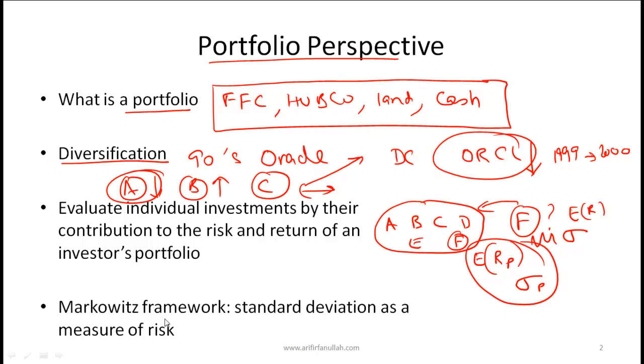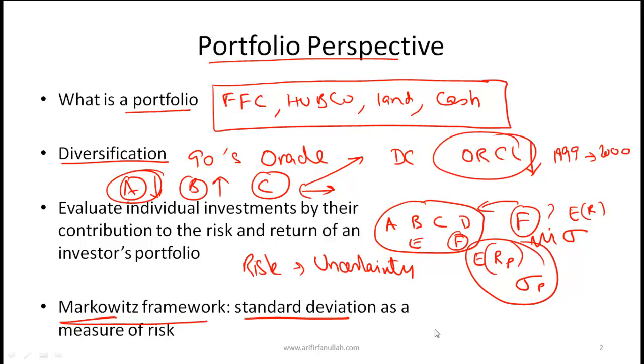And finally, for this slide, when we talk about a portfolio perspective, the Markowitz framework developed by this famous person called Markowitz basically tells us that we should look at standard deviation as a measure of risk. Before this work, people were very unclear about how to measure risk. While everybody understood that risk meant uncertainty, the question was, how do we measure it? And the answer comes here, that one good way of measuring risk is by using the standard deviation.